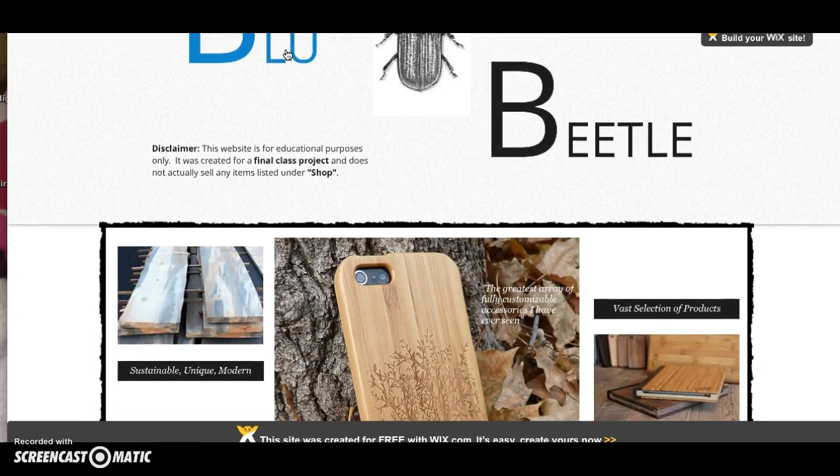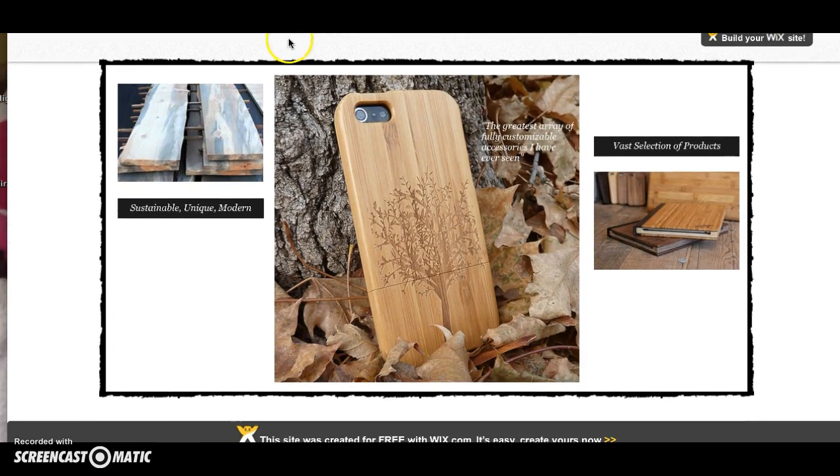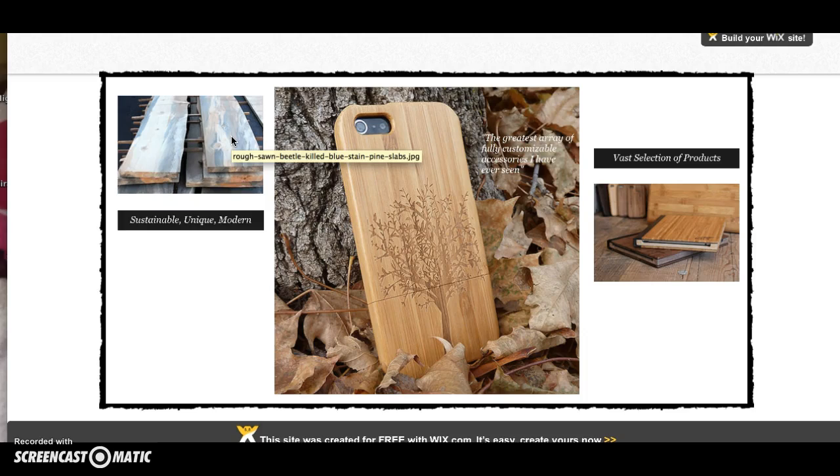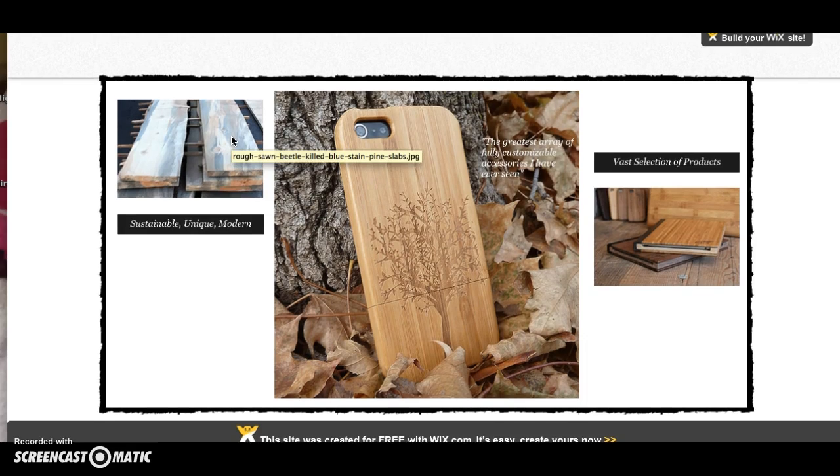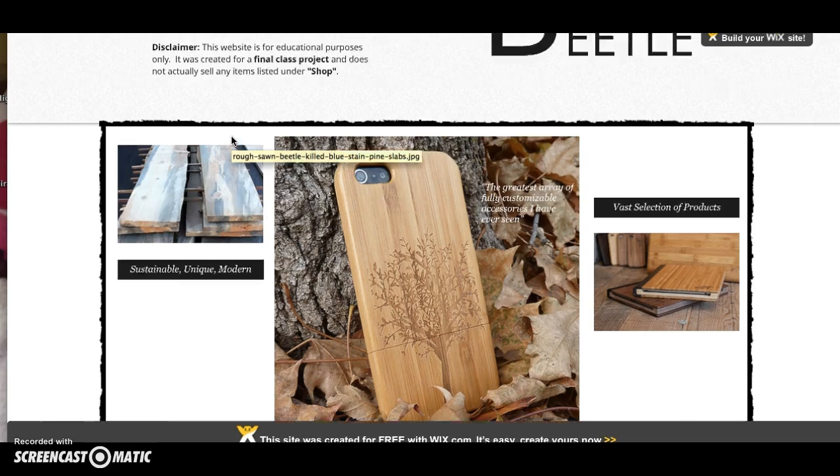But as you can see, the home page offers a few images of what the website would sell, such as phone cases, iPad cases, and just a picture of what the mountain pine beetle does to the wood that it kills.